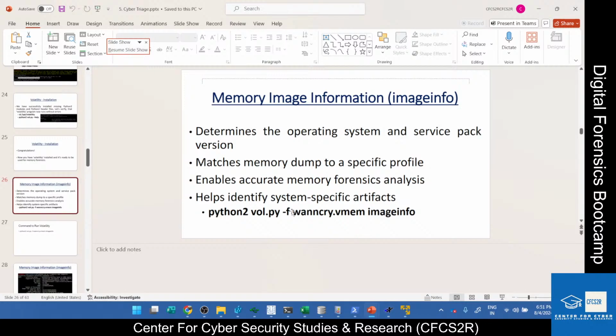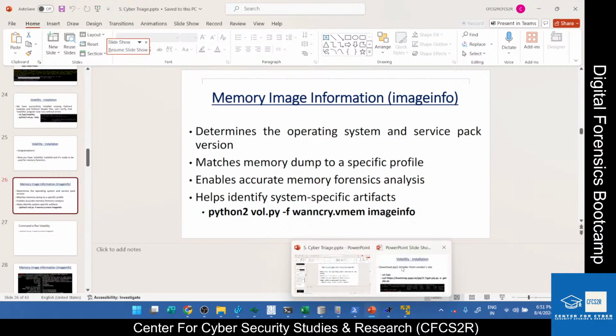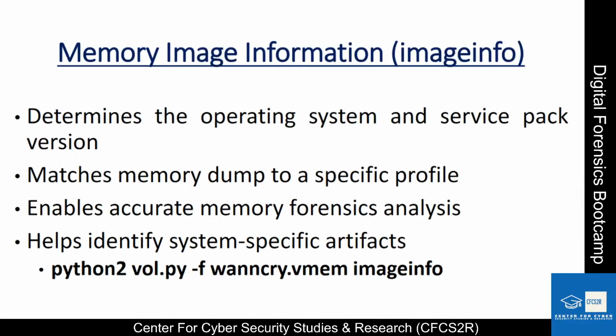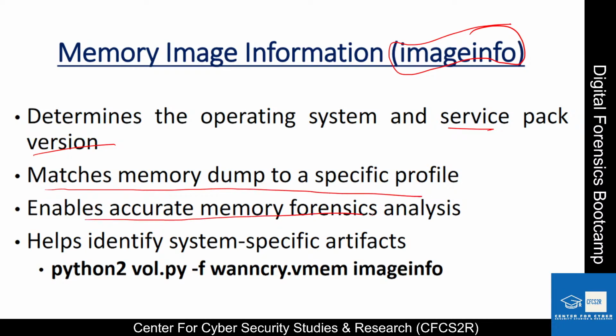First of all, whenever you want to do image analysis, the very foremost thing is to find the image info. Image info means determining the operating system and service pack version. If you are trying to open any memory image, you first have to find out the operating system and service pack version, then match the memory dump to the specific profile. That enables accurate memory forensic analysis.